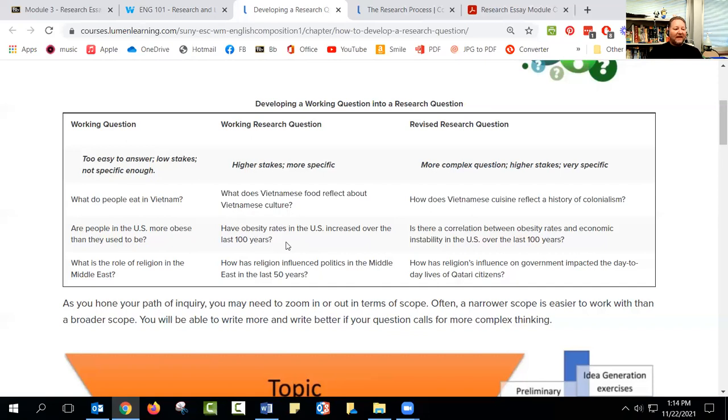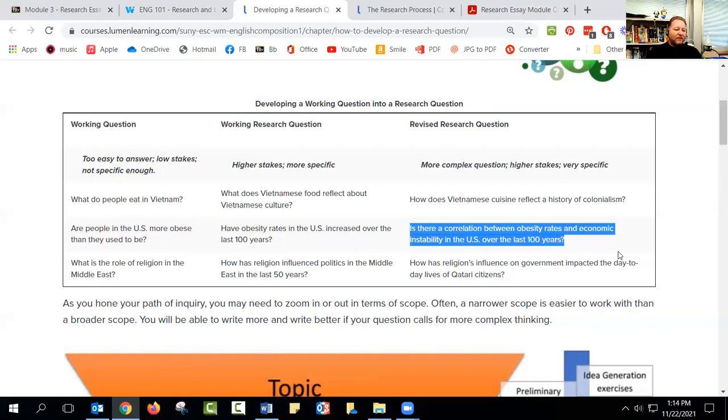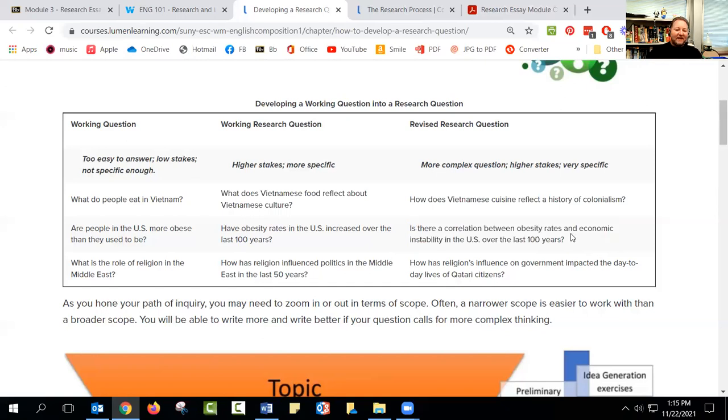So again, this is just too vague. It's not specific enough. But then if you revise it one more time: is there a correlation or a connection between obesity rates and economic instability in the US over the last 100 years? Oh, interesting. Because you think about this kind of stuff, and that's what I was talking about earlier, where if you're raised in a household where both parents work and you don't really get to cook nutritious homemade meals, instead mom or dad stops by McDonald's on the way home from work because it's cheaper, right? They both have to work. That's part of economic instability, right? They need more income. And fast food is often cheaper than cooking a meal at home. Not always, but often, right?